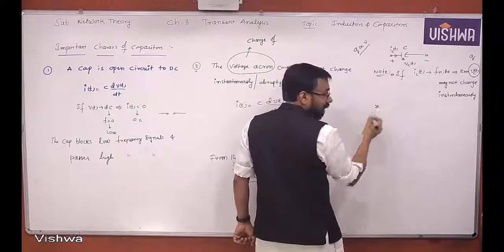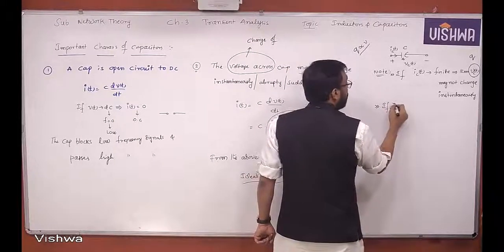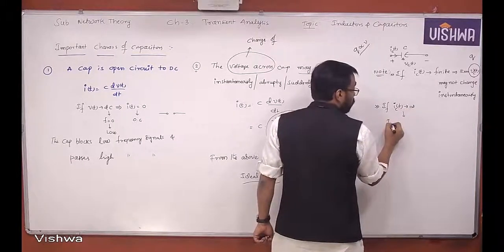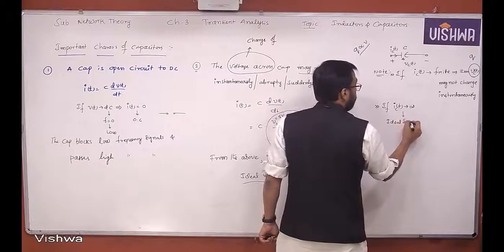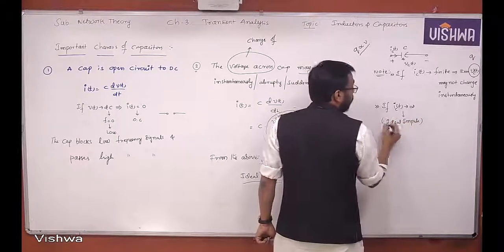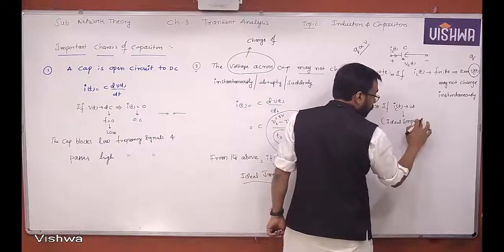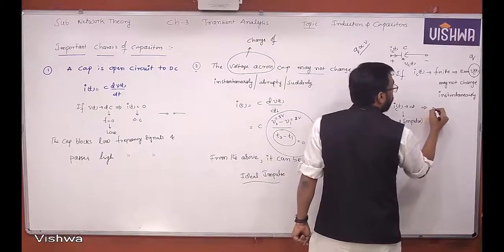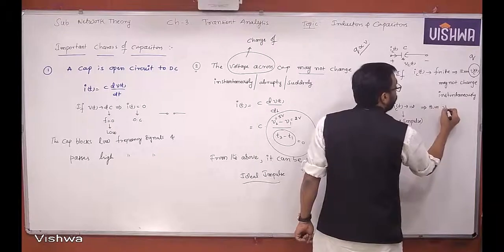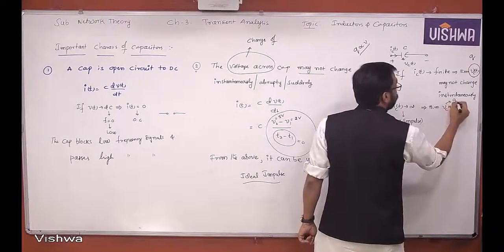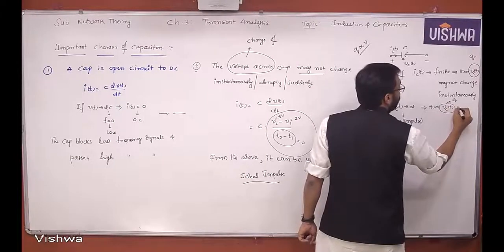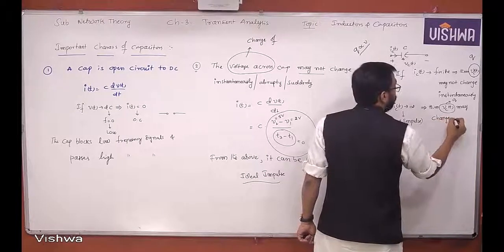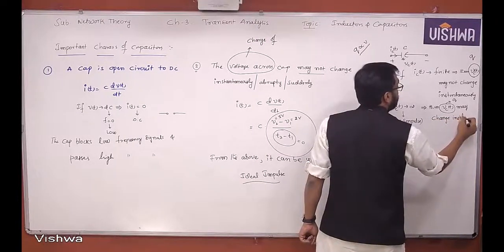Now, you can write: if IC of t is infinite, that means ideal impulse. Please note that down clearly. Ideal impulse. When it is ideal impulse, then VC of t, nothing but Q, may change instantaneously.